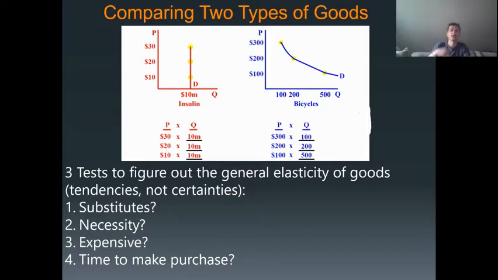The second test is, is it a necessity? If it is a necessity, you have to purchase it. It's going to be closer to an inelastic demand curve. If it's a luxury, it'll be closer to an elastic demand curve. Is it expensive? If it's relatively expensive, it'll be more elastic. Less expensive, inelastic. And time to make the purchase: if you have a lot of time, it tends to be more elastic. Less time, more inelastic.